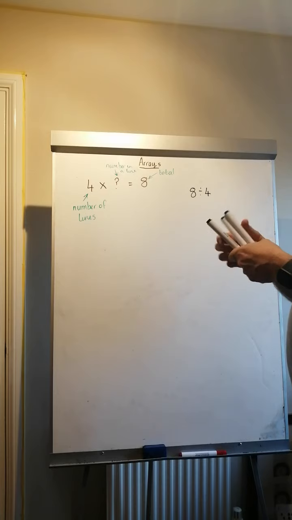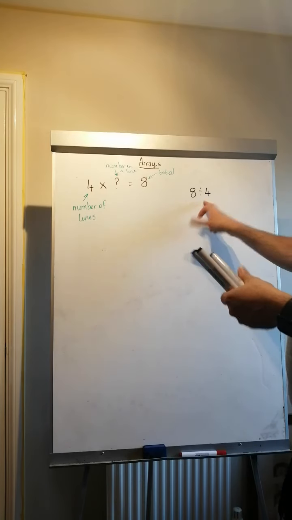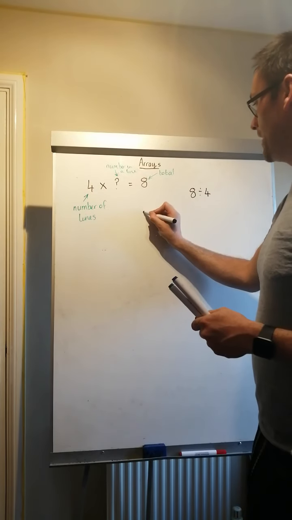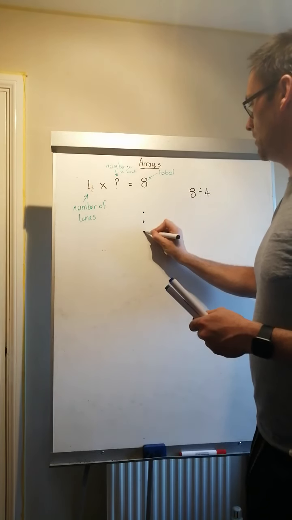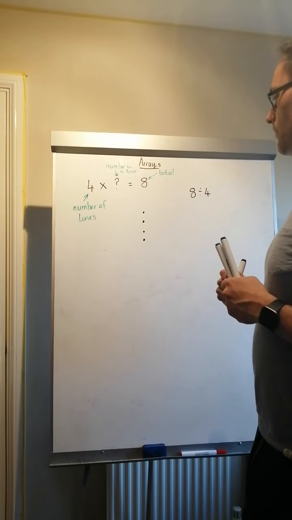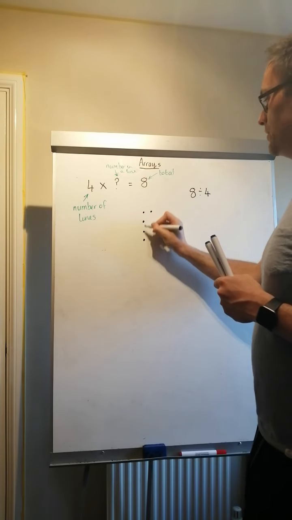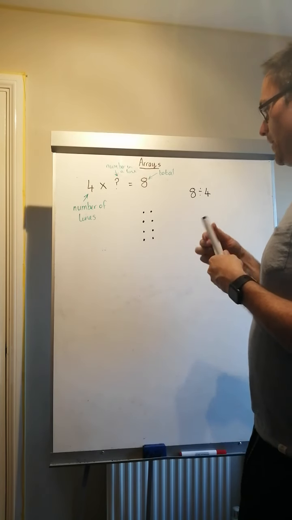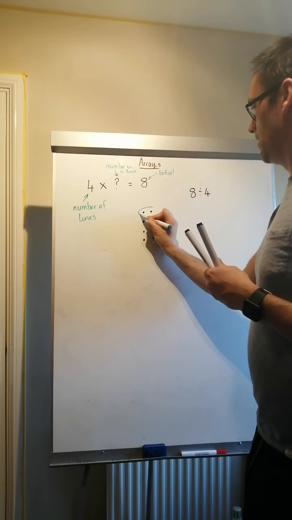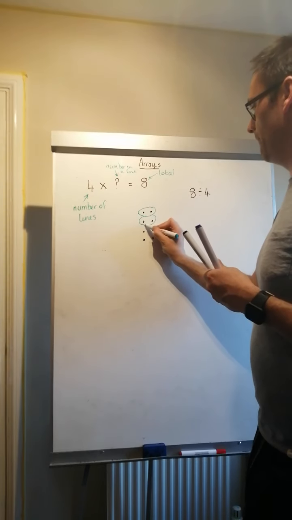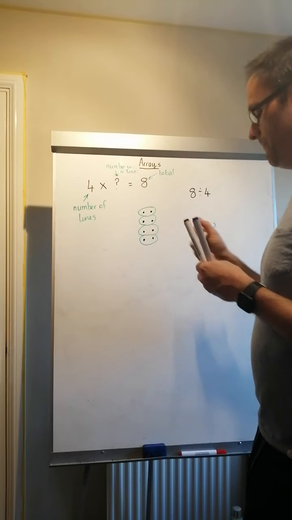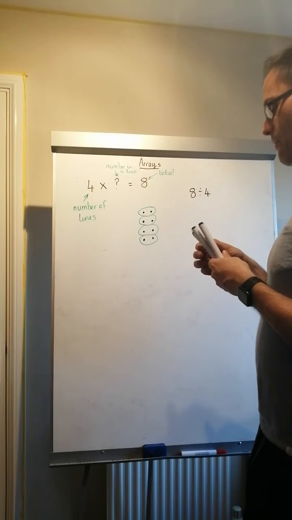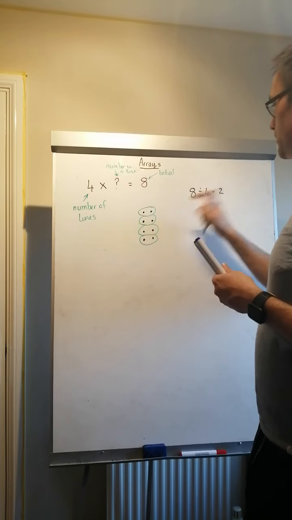Okay, let's work it out by using an array. Now, let's draw it. 8 into groups of 4. So there's my groups of 4. Okay, but I've only got 4 at the moment. 1, 2, 3, 4, 5, 6, 7, 8. And we can then start drawing it. So 8 divided into 4 groups. How many is in a group? 2.